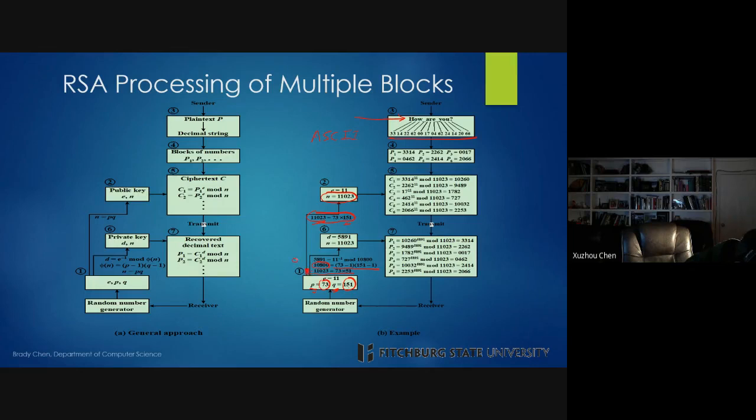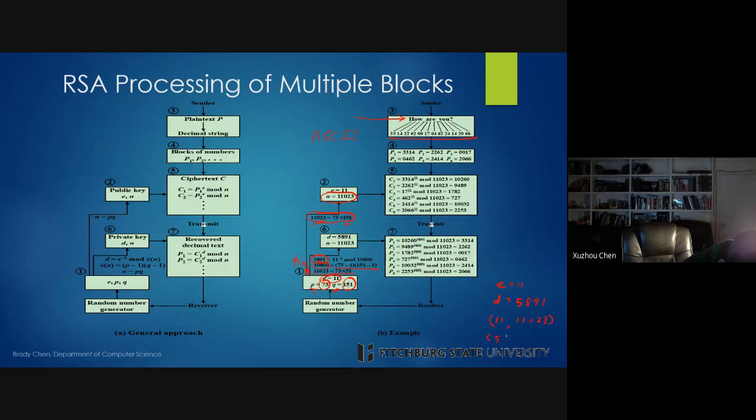N is this. Phi of n is this. Okay. Now, if I pick e equals 11, there must be a formula. You can find the inverse of e modular phi of n, which is 10,011, is 5,891. So then e is 11 and d is 5,891. So the public key is 11, 11023, right? That's the public key.